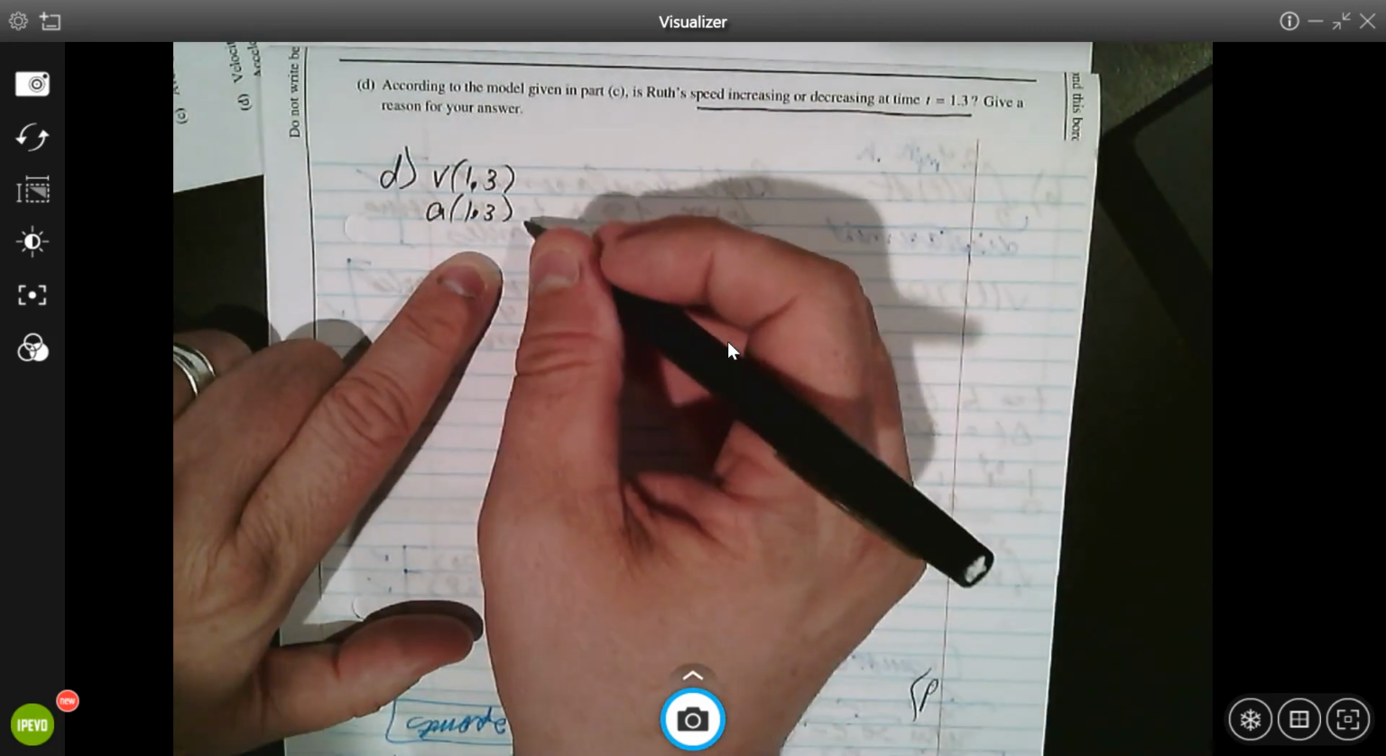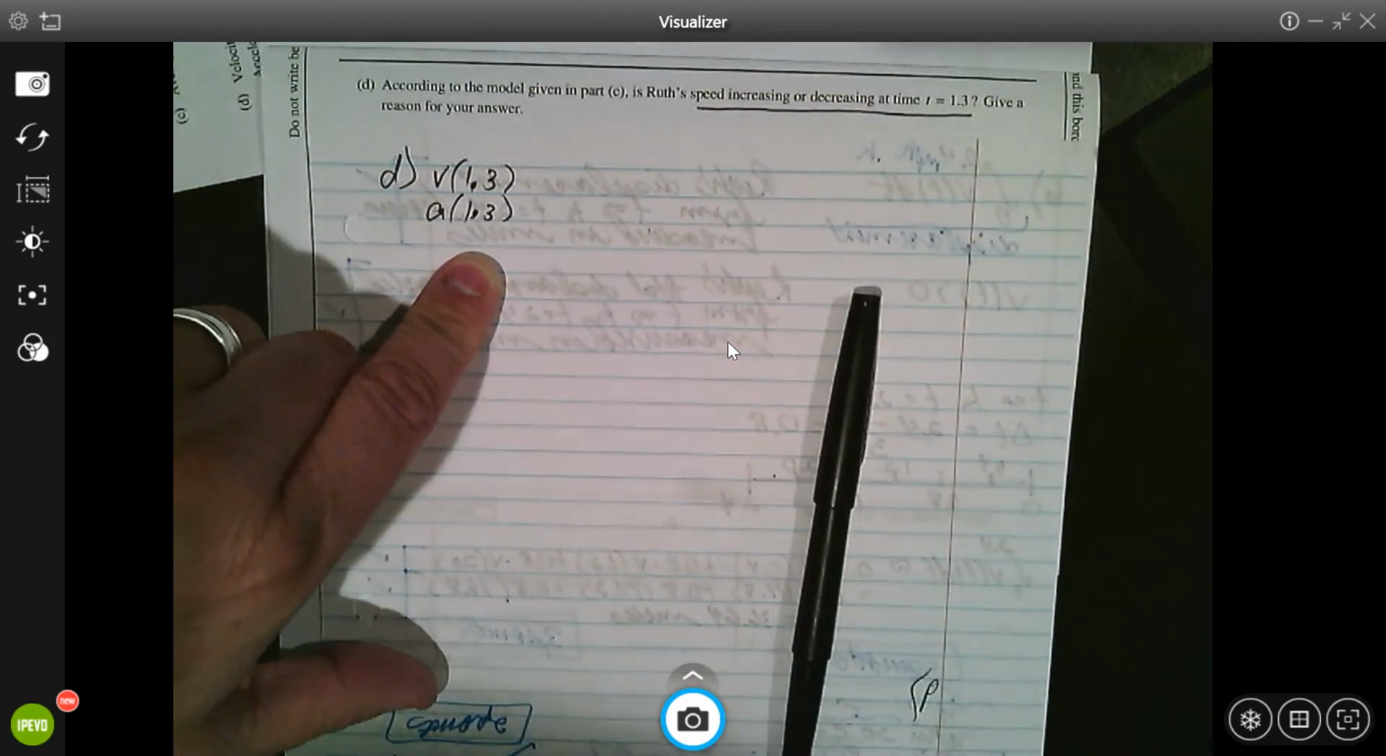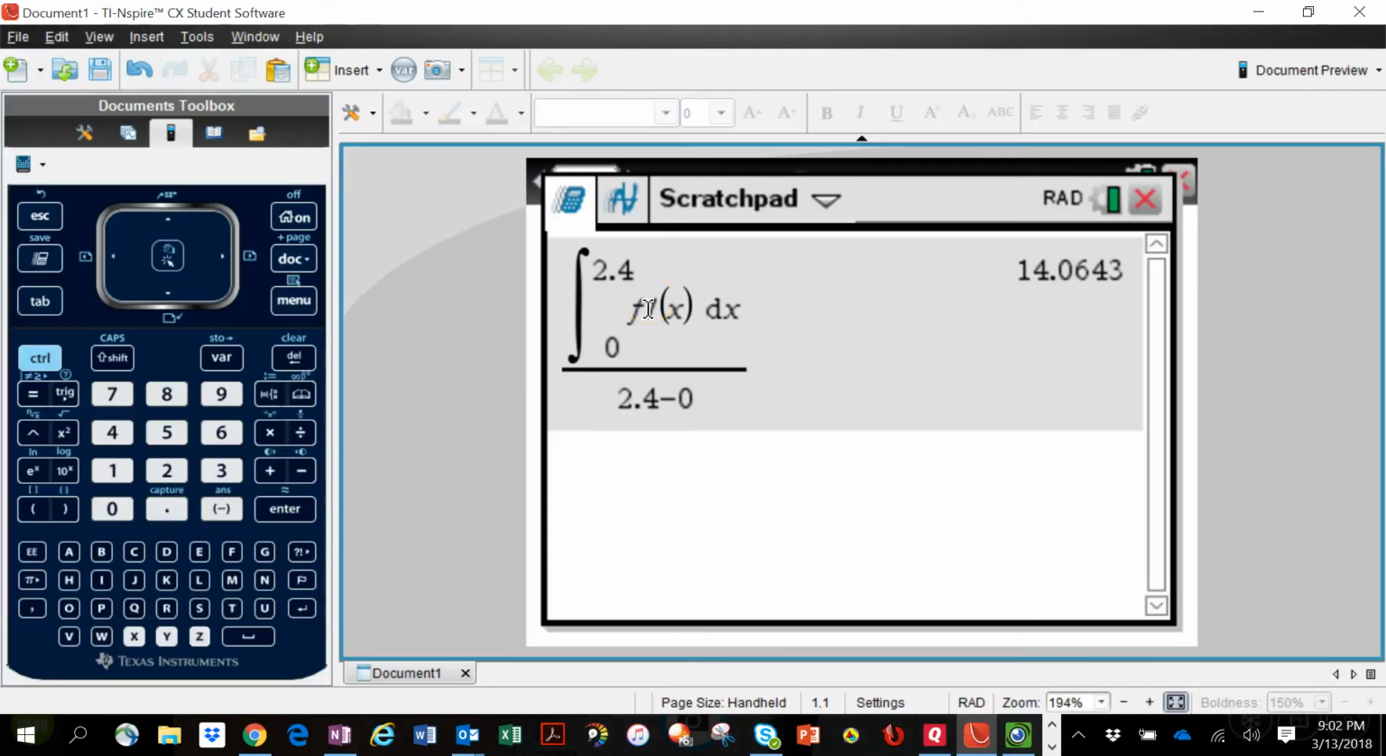Well, where am I going to get these numerical values? We're going to go back to the graphing calculator and see what we can come up with. So let me switch. This time I need the velocity at time 1.3. So that just means evaluate the function. And I'm getting 18.096. We also need the acceleration.